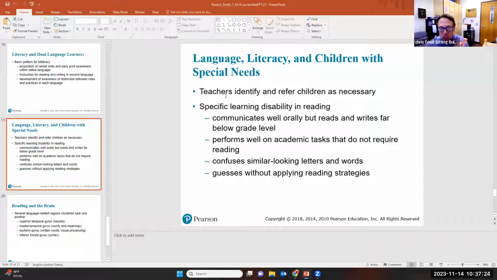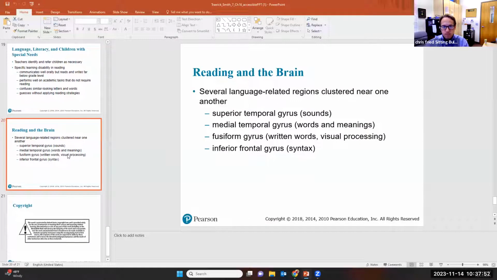Some specific learning disabilities in reading can look like, they're not limited to these, but can look like some of these. Communicate well orally, but read and write far below grade level. Perform well on academic tasks that do not require reading. Confuse similar looking letters and words, and guess without applying reading strategies. Okay, so these are some things that you might come across or you might see with kids, and there are specifically some learning disabilities in reading.